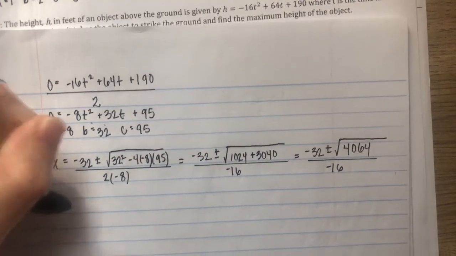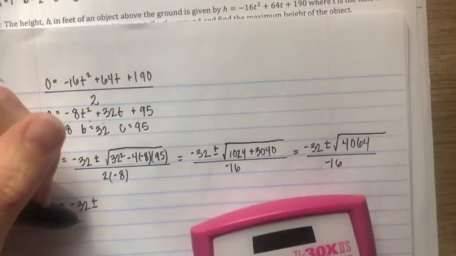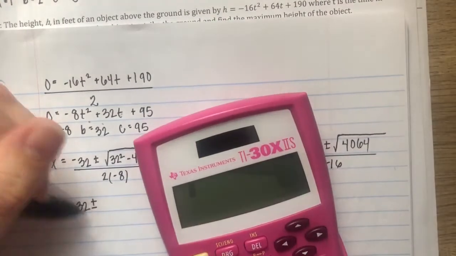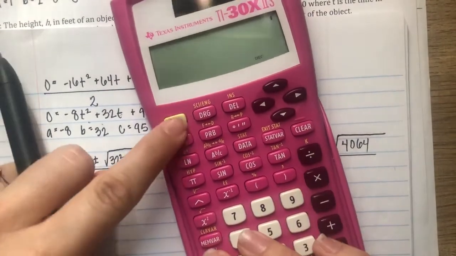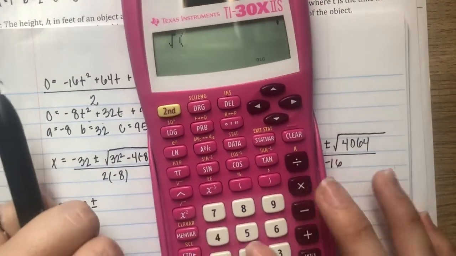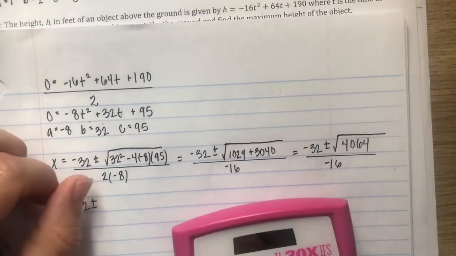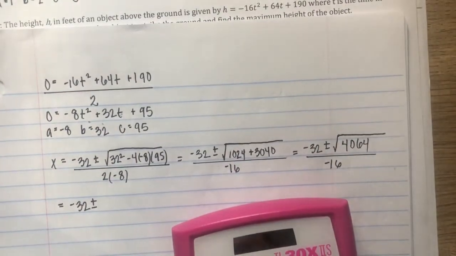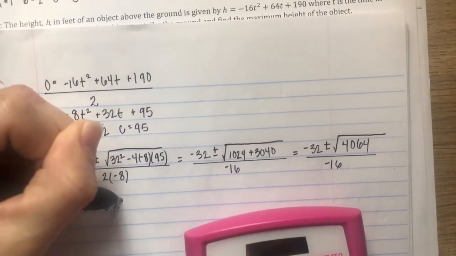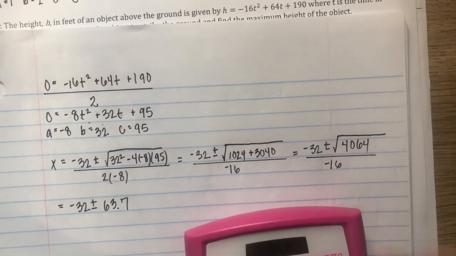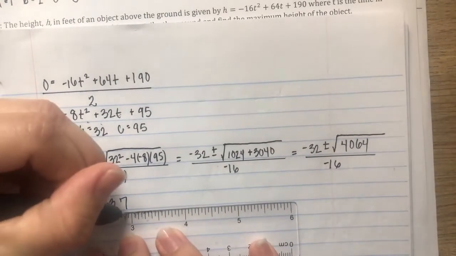So this is going to be negative 32, and then if I want to take the square root, every calculator is different, but usually it's above the x squared button. So you hit second, and then this x squared button, and then 4064. And you can cut it off at just one decimal place. So plus or minus 63.7, and then over negative 16.